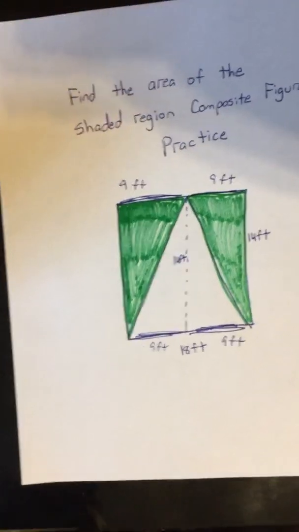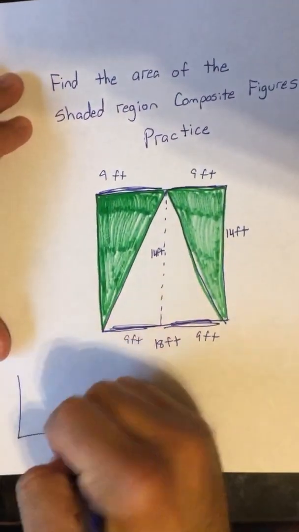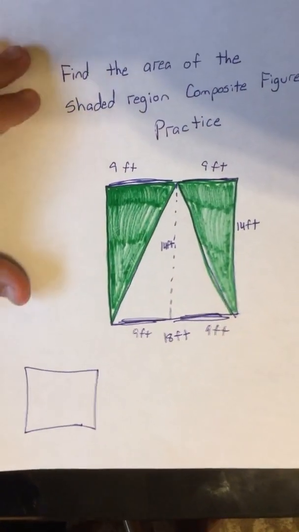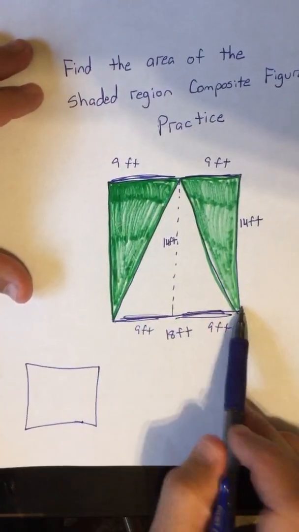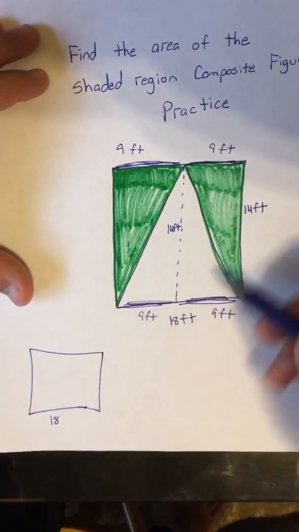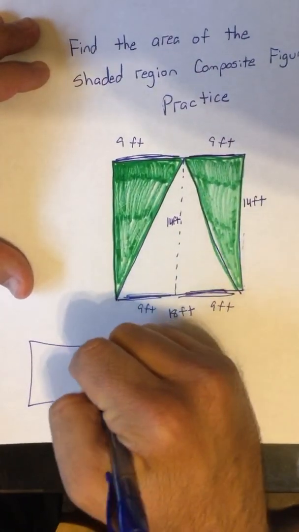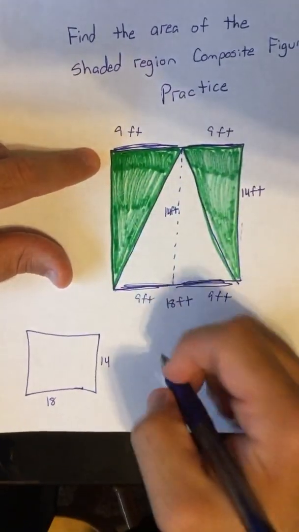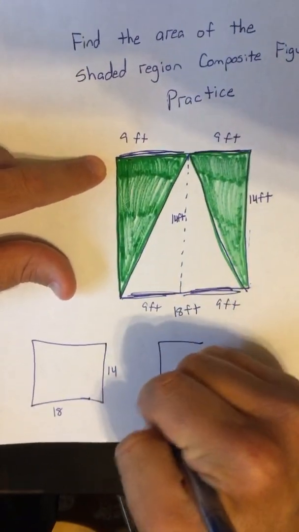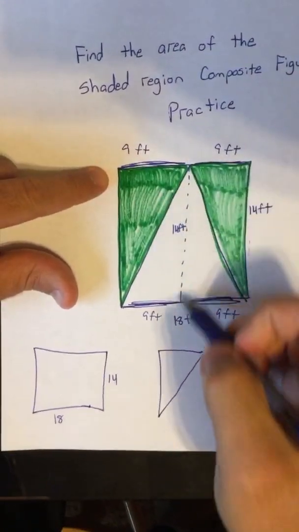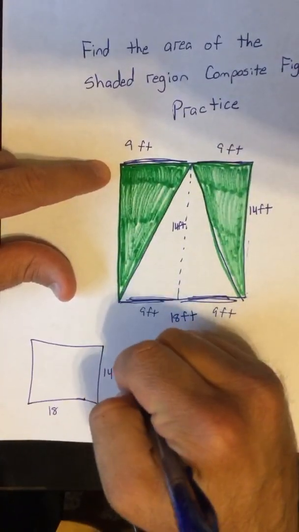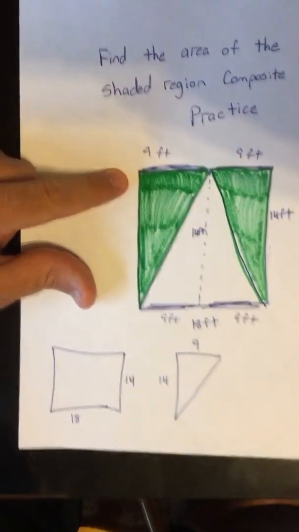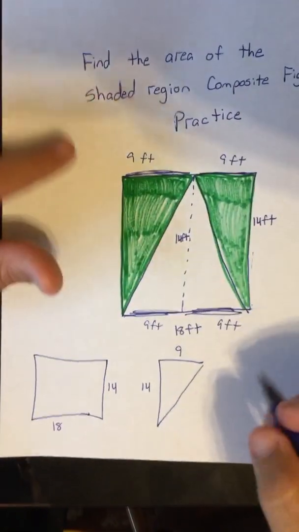So the first thing I need to do is find the area of my rectangle. We said it is 18 by 14. Then I have my two triangles. We said the height is 14. The base is 9. Well, guess what, guys? I got two of those triangles.